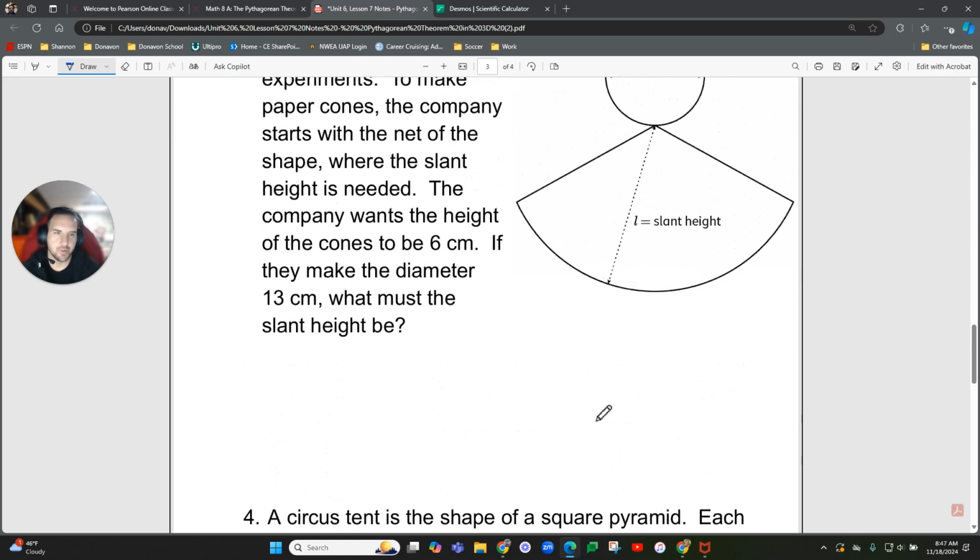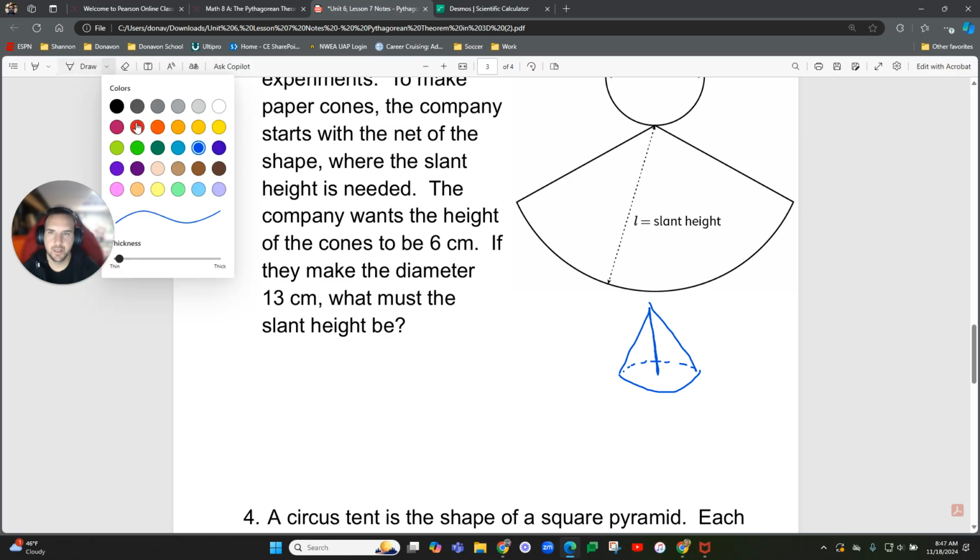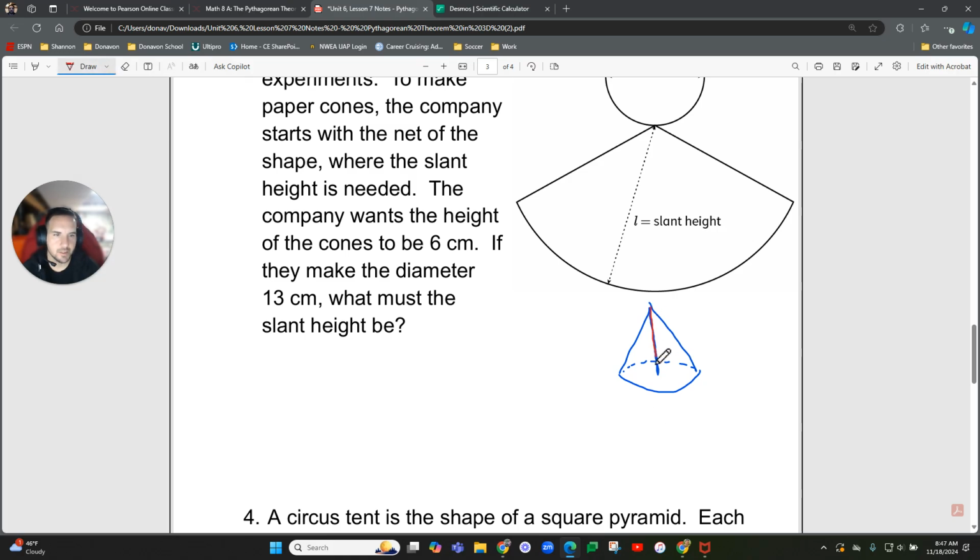Okay, so just to kind of draw this out to show you, this would be the part you can't actually see in the cone. Okay, so it's saying the height is 6 centimeters. So that's this piece right here. Maybe I should do this in a different color so you guys can see it a little better. Okay, so this is the height. It says that's 6. It says the diameter, which is all the way across, is 13 centimeters. We only want half that distance, so we're going to do 6.5. We want the radius.